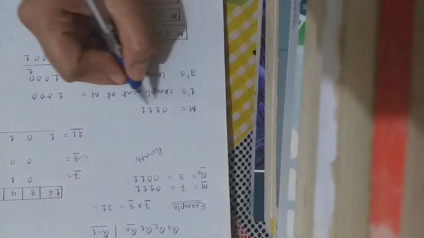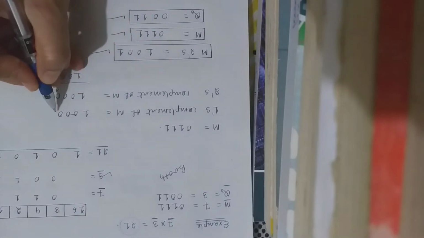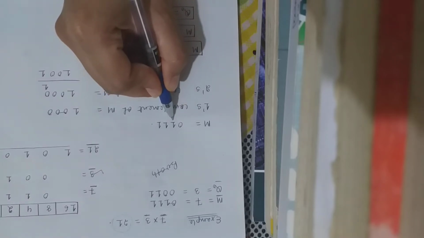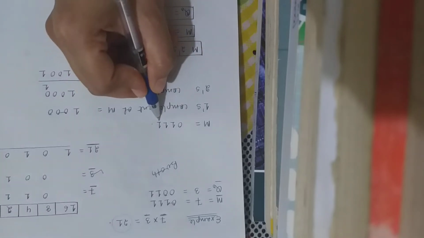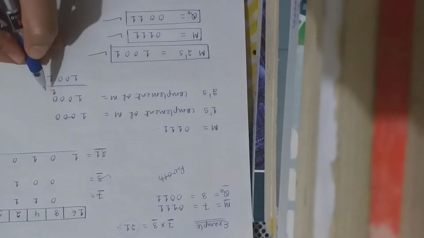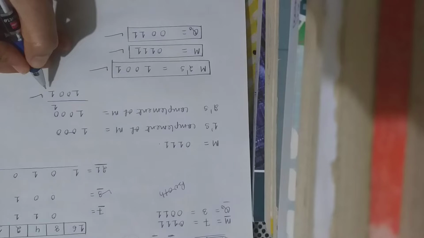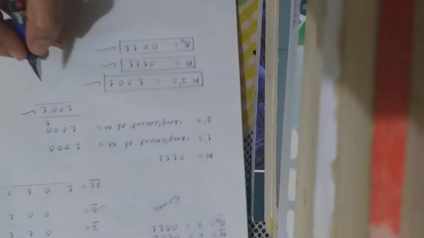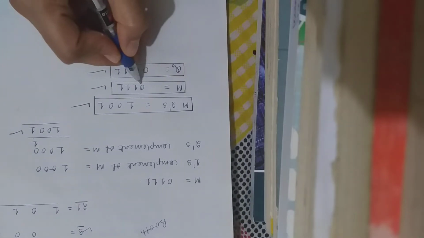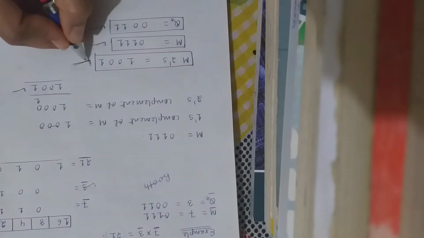We know M equal to 0 0 1 1 1 and the ones complement of M is 1 1 0 0 0, because the ones complement means 0 is converted to 1 and 1 is converted to 0. The 2's complement of M is the ones complement added with 1, and the final value of the 2's complement of M is 1 1 0 0 1. So M's 2's complement is 1 1 0 0 1, M is 0 0 1 1 1, Q is 0 0 0 1 1.